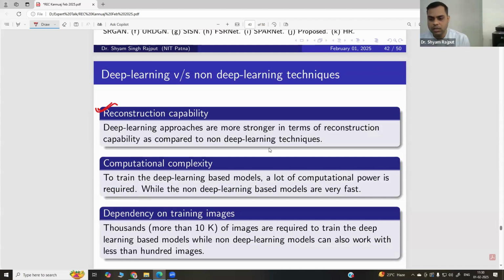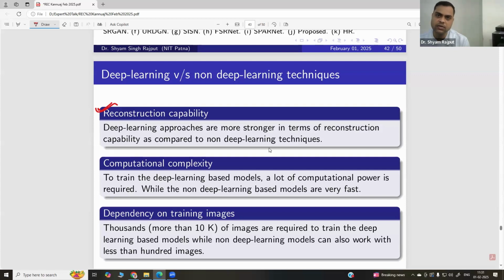To train the deep learning based model, a lot of computational power is required. I think we all agree with this. As far as the Indian scenario is concerned, we all cannot afford a supercomputer or a high performing computer. So for those researchers who have limited capabilities in their institute, or only a laptop or desktop of their own, how will they do the research? Obviously we have to go for the non-deep learning techniques.